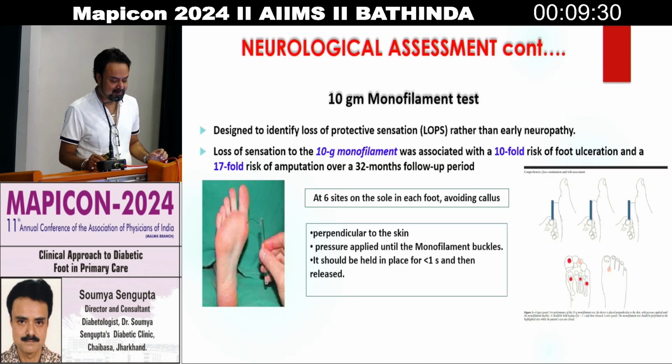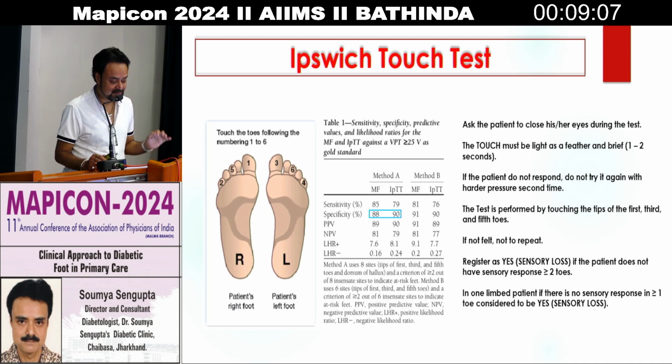10 gram monofilament test, I am not going into details. In a study, it has been seen that loss of sensation on this simple 10 gram monofilament was associated with a 10-fold risk of foot ulceration and a 17-fold risk of amputation over a 32-month follow-up period. There are 6 sites at which the monofilament is touched and assessed.